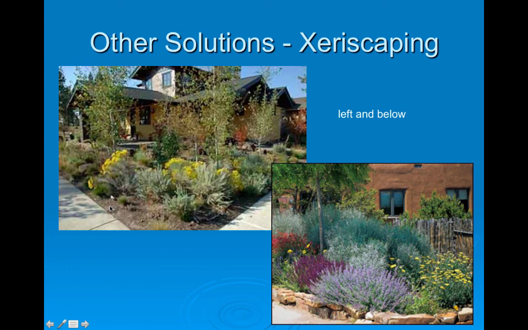What is xeriscaping? It's where you use native drought-tolerant plants as ornamentals. Good for you as a consumer because you use less water to water them. Good for the ecosystem because the critters in your area are used to living in these plants, so they can continue living in these plants. Ornamental lawns, the way that we have them here in Southwest Florida, are basically biodiversity deserts. There's not a lot that can live in that grass. Unfortunately, most homeowners associations do not allow you to have xeriscaping.